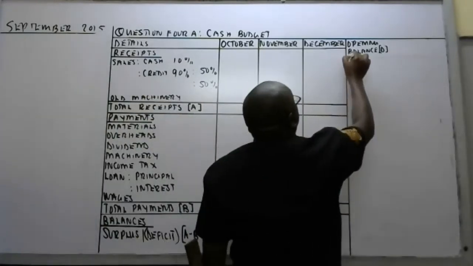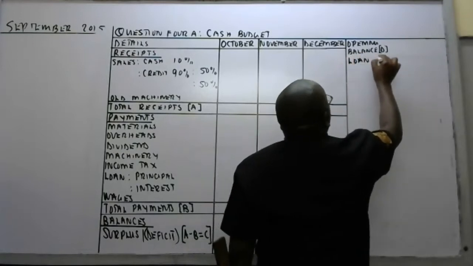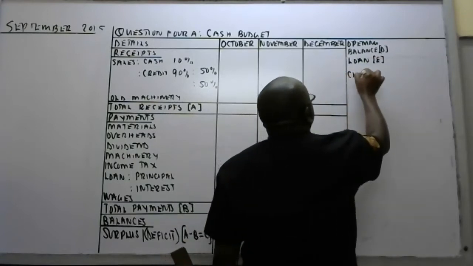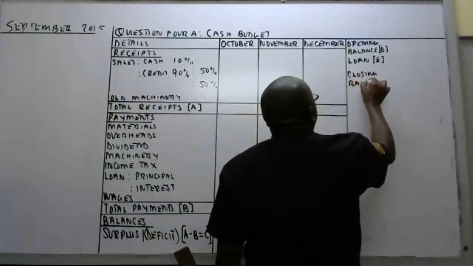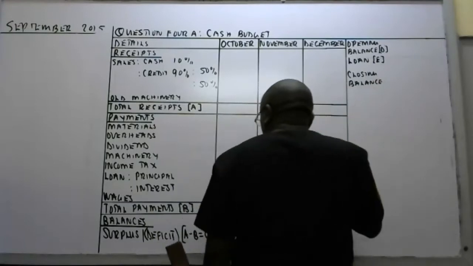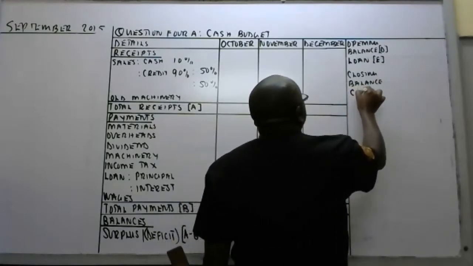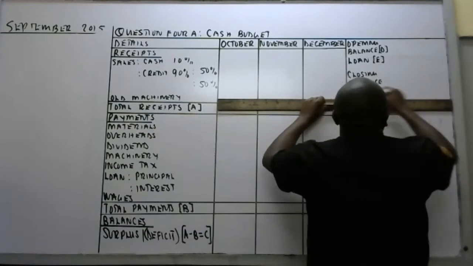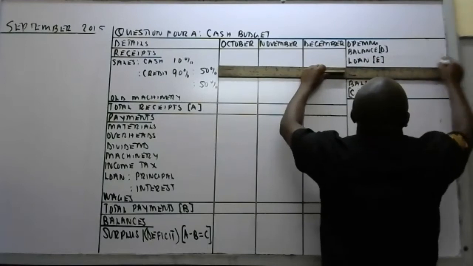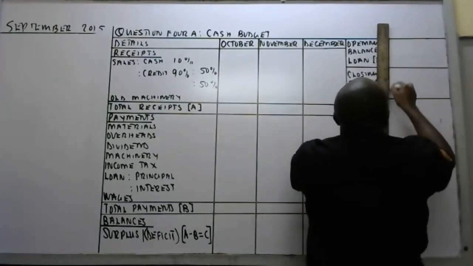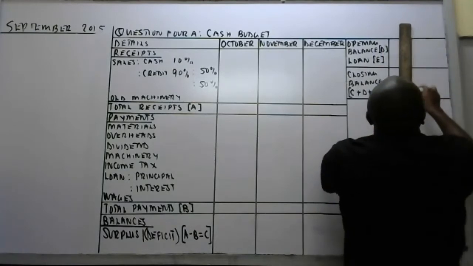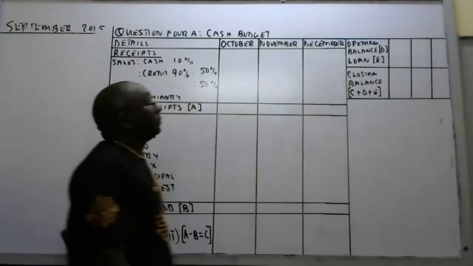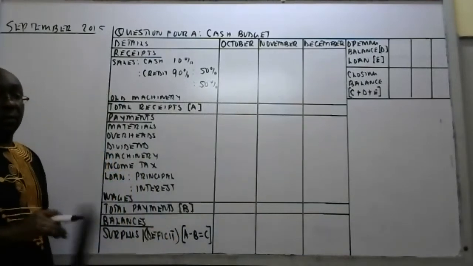We will have the loan, which we will call E. And then we have the closing balance. Now this closing balance will be arrived at as C plus D plus E. So this space, you must be able to divide it into three, because it is just continuing. Mind you, it was squeezed.